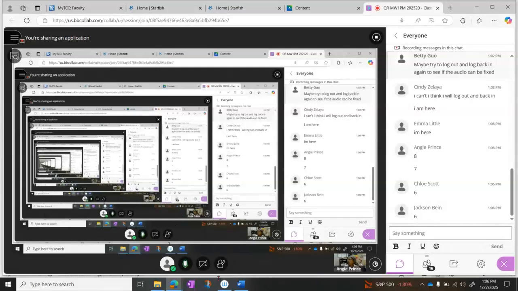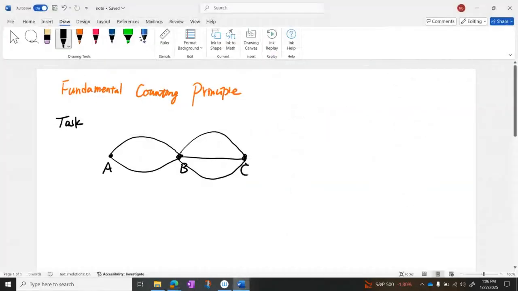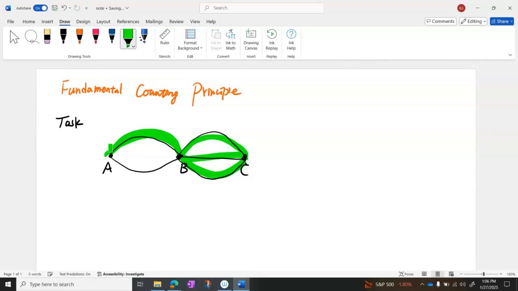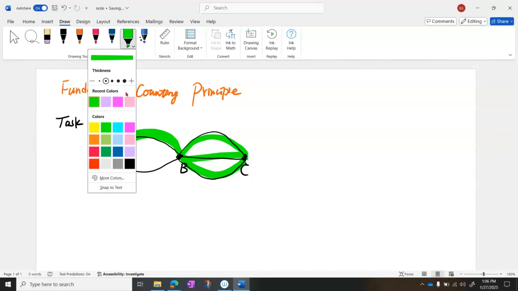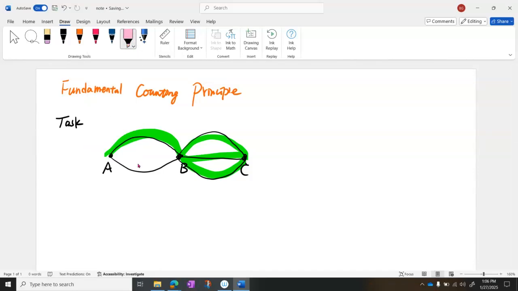We have 6. All right, we have 6. From A to B, we can take the northbound. If we take the northbound, we can go this way: 1, 2, 3, right? Or from A to B, we can take the southbound: 4, 5, 6. We have 6 routes. We don't have more than 6 routes.